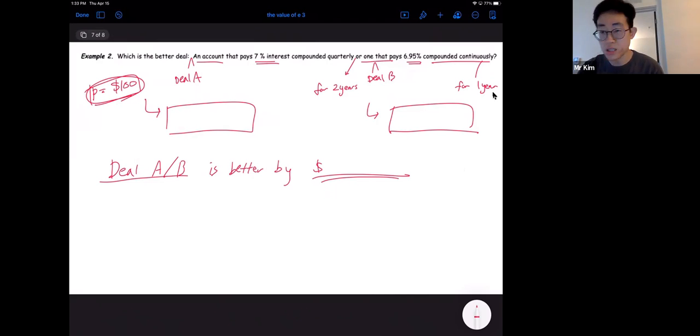Joshua Spence, the time here is 2 years for deal A and 1 year for deal B.